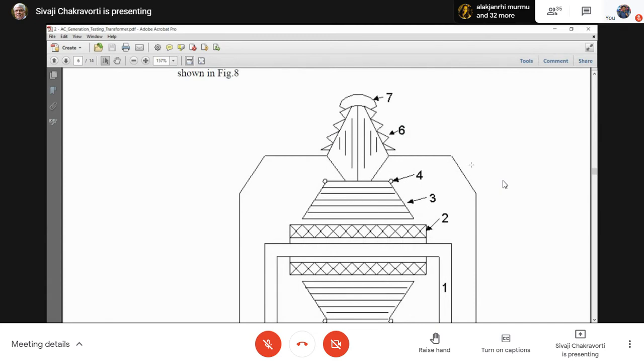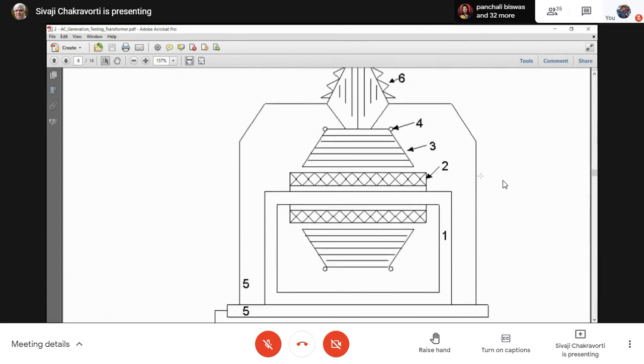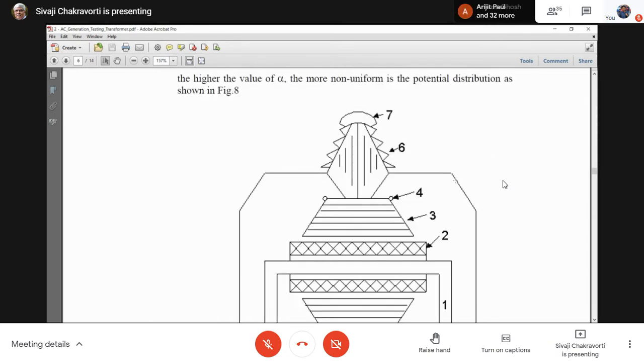Now this is the typical winding of a very high voltage transformer, where you can see this is the core, number 1, and then you have the winding. 2 is the low voltage winding, 3 is the high voltage winding. Now the high voltage winding shape, as it has been shown here, is called trapezoidal shape. I will try to explain a little bit later. And this 6 is called the bushing. Through this bushing, the terminal comes out of the transformer.